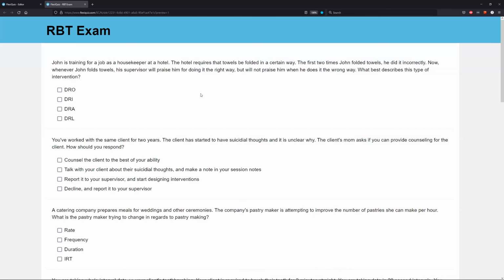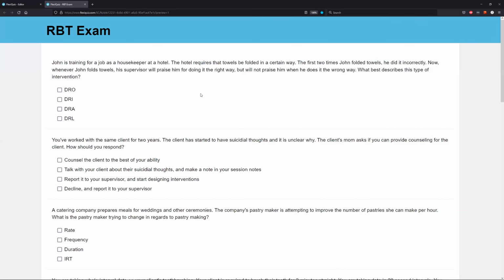They're very similar, okay? They both reinforce one behavior and put another behavior on extinction. However, DRI means a behavior that can't occur at the same time as the other behavior. They're different topographies. DRA, the behaviors can occur simultaneously. Can John fold a towel both correctly and incorrectly? Well, no, you can't get it right and not right at the same time, okay?